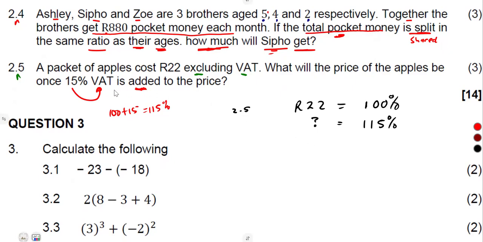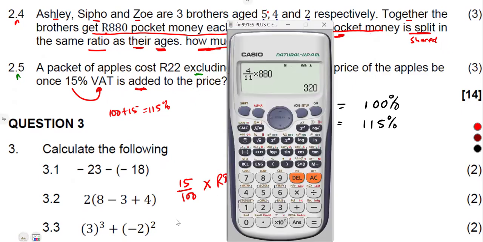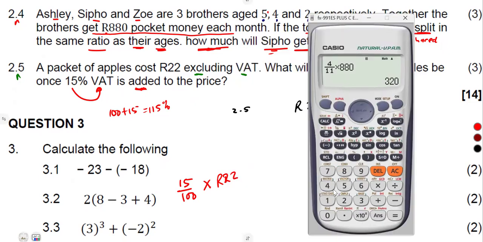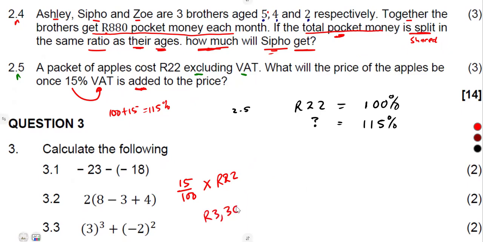Or you calculate, because this is 15% added tax. So you calculate 15% of that amount that you're given, 22 rand. You calculate 15% of that. 15% means 15 over what? 15 over 100 times 22. You calculate it like this. So it's going to be 3.30. So this is the added tax. This is our value added tax in terms of the amount.